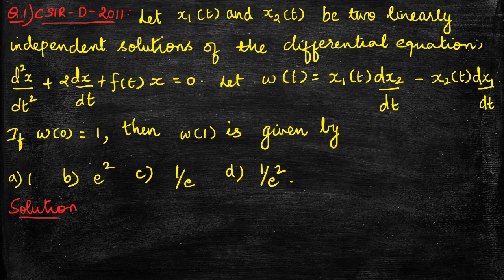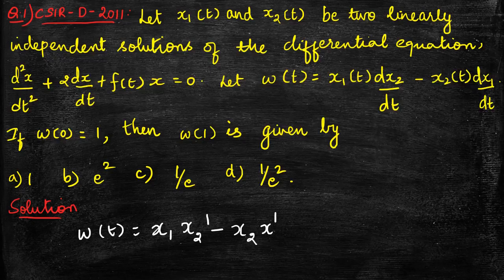So now if you see this given question, I can write this w of t is equal to x1 x2 prime minus x2 x1 prime. So this represents the Wronskian of a function, right? This is x1 prime. So this is the Wronskian.